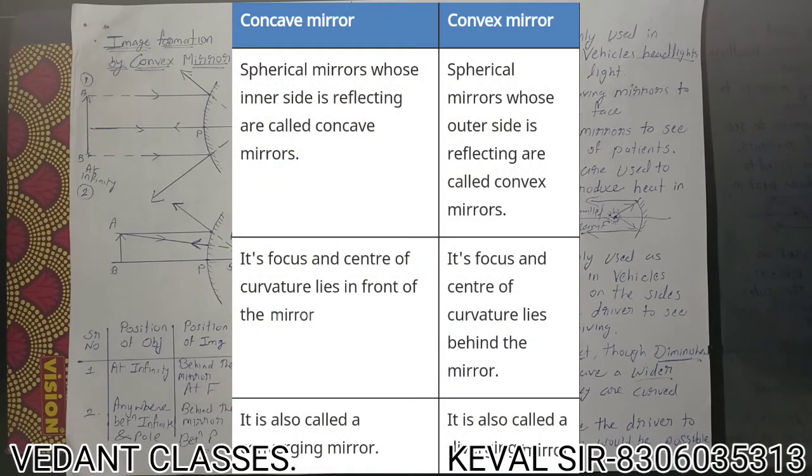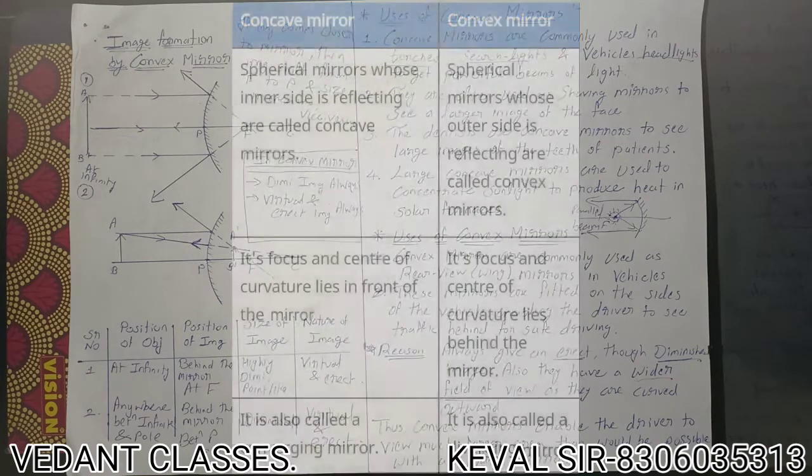Now you can see the difference between the concave mirror and convex mirror. Again, it is an important question. You can see it on your screen. The first point is, in the concave mirror the inner side is the reflecting surface, and in the case of convex mirror the outer side is the reflecting surface. In the second point, the focal length, the principal focus and the center of curvature both lie in front of the mirror, and in the case of convex mirror they both lie behind the mirror. Third, concave mirror is also called a converging mirror, as I said in the previous lectures, and convex mirror is known as the diverging mirror.